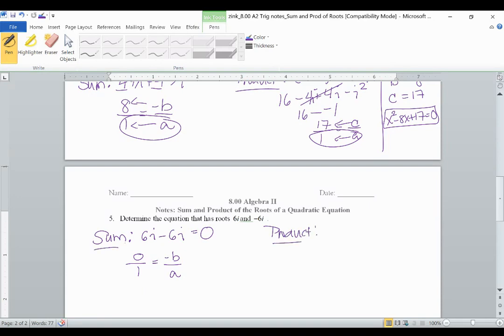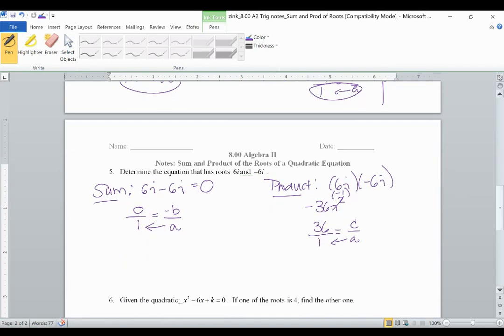So we're going to multiply 6i times negative 6i. That's going to give me negative 36 i squared, because i times i is i squared, but i squared is negative 1. Negative 36 times negative 1 is positive 36. Put it over 1, set it equal to c over a, the product. Check that your a's are the same, and yes, they are. They're both 1.